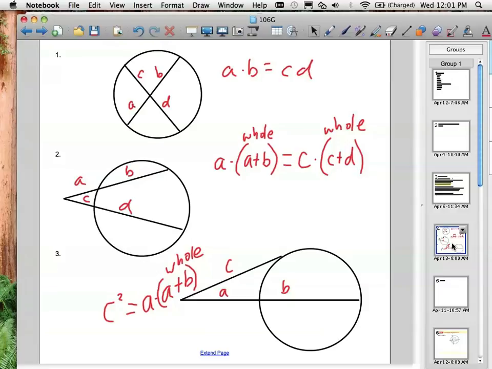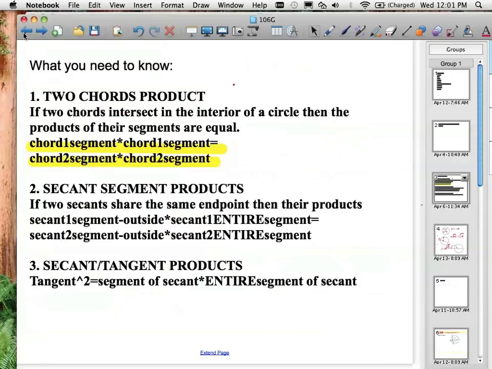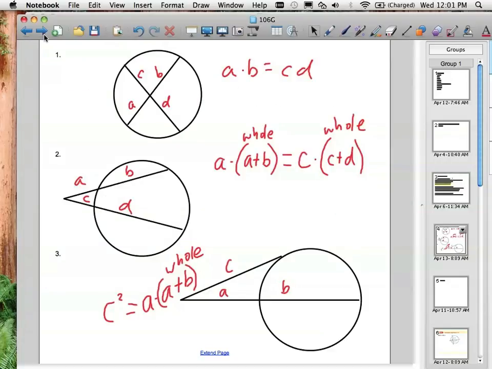So let's just say I call A and B my first chord. Chord 1 segment, this segment times this segment will equal this segment times this segment. So that's what I said here. Chord 1 segment times chord 1 segment equals chord 2 segment times chord 2 segment. I just wanted to give it to you in words. If you prefer it in pictures, there it is as well. Okay? So looking at number 1.